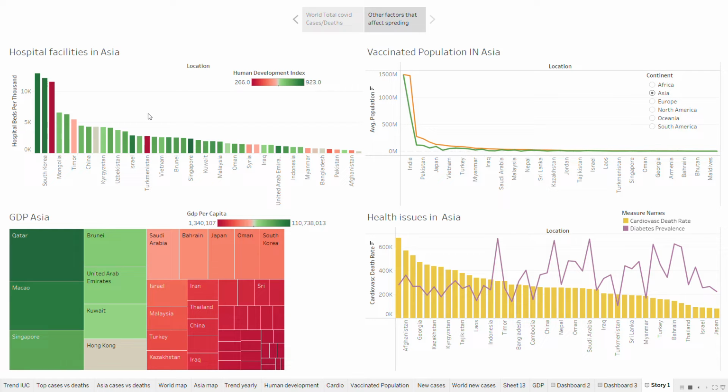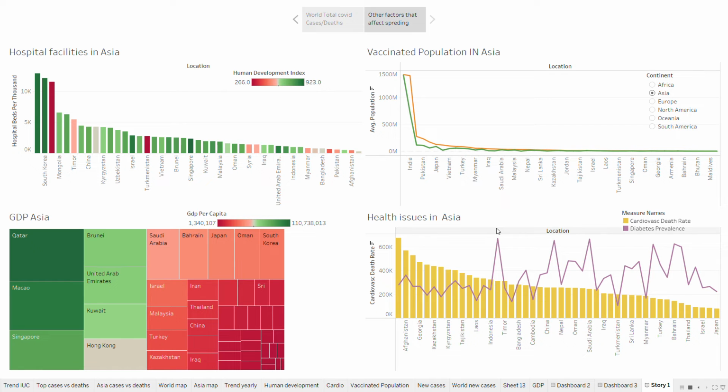Bed availability is a really important thing, because if COVID-19 patients are observed in a particular country, and if no beds are available, no medical treatment is done on that patient, then this patient will be in a very critical situation. So in North Korea, you can see the bed availability is really good, near about 11,000, but the human development index is near about zero. Because of that, that particular bar is shown in red color.